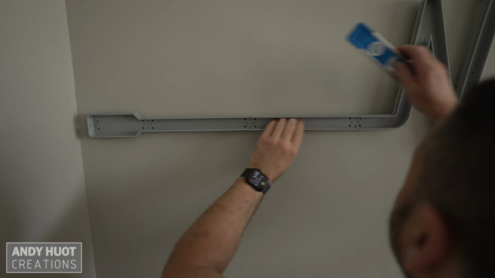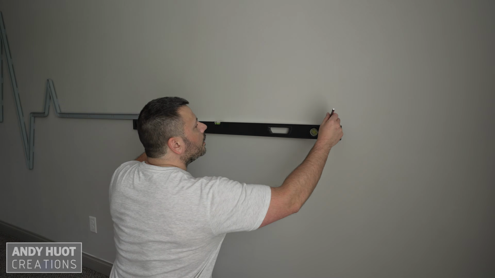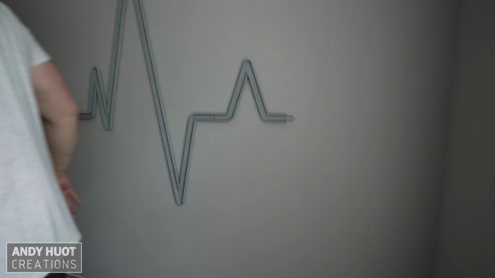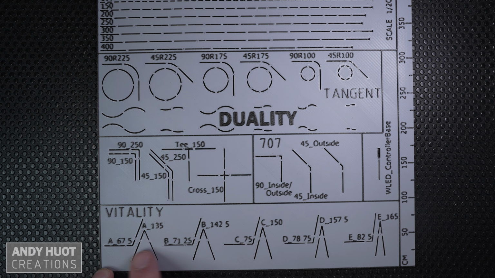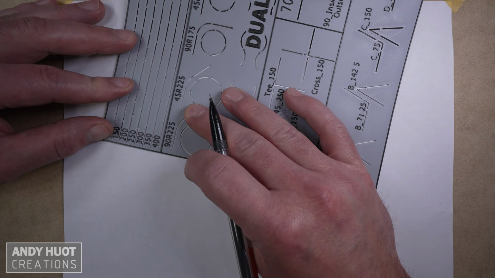I will be installing an ECG track in my office. I'm going to print and install the new matte hex and Nautilus diffusers. I created a stencil that has all the possible Duality track sections, now including the Vitality sections. I'm going to use it to lay out my track. Check out this video if you want to see how to use this stencil.